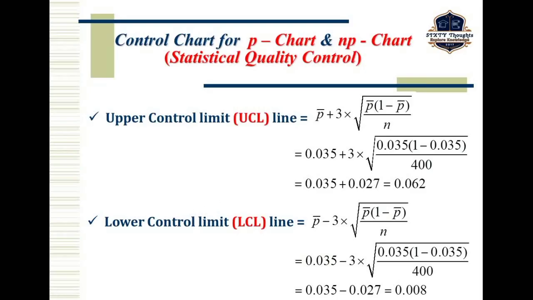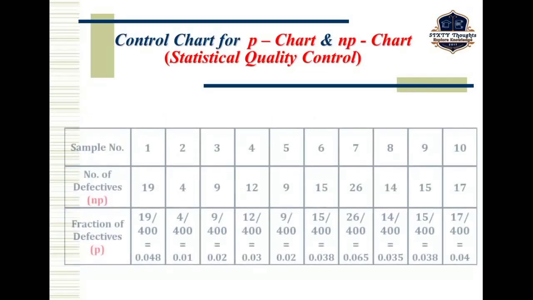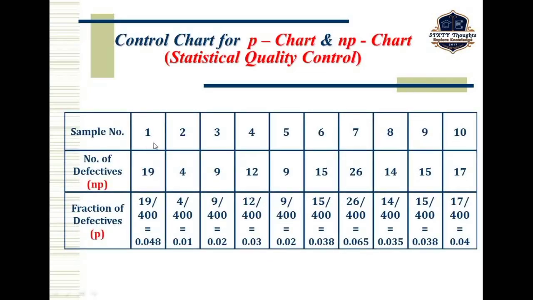First we are going to find the P chart. For the P chart, we need the fraction of defective data values. I am going to find the fraction of defective values by using the number of defective terms. Now I am going to write the 10 sample values, that is 1, 2, 3 up to 10. The given number of defective is considered NP. So we have 10 defective values. To find the fraction of defective value, you just divide by the total number of samples. Here, for sample 1, the number of defective is 19. 19 by the total number of samples 400 gives 0.048 approximately.